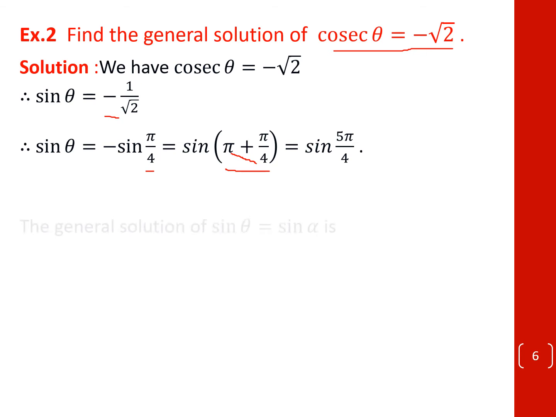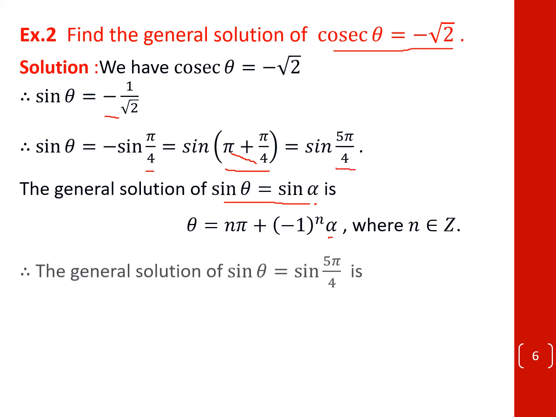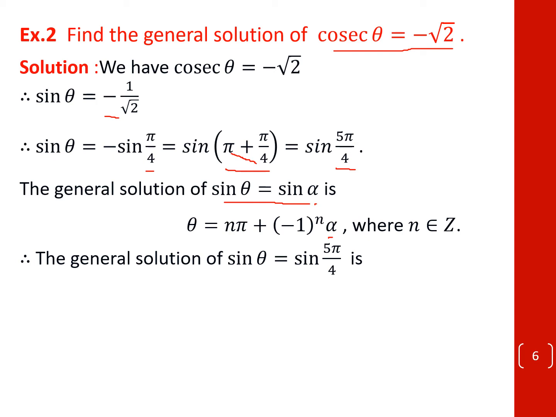Now using the result sin theta equals sin alpha, the general solution is theta equals n pi plus minus 1 raised to n alpha, where n belongs to Z. Now to write the general solution, what we have to do, student? In place of this alpha, we have to substitute 5 pi by 4. Therefore, the general solution of sin theta equals sin 5 pi by 4 is theta equals n pi plus minus 1 raised to n 5 pi by 4, where n belongs to Z.